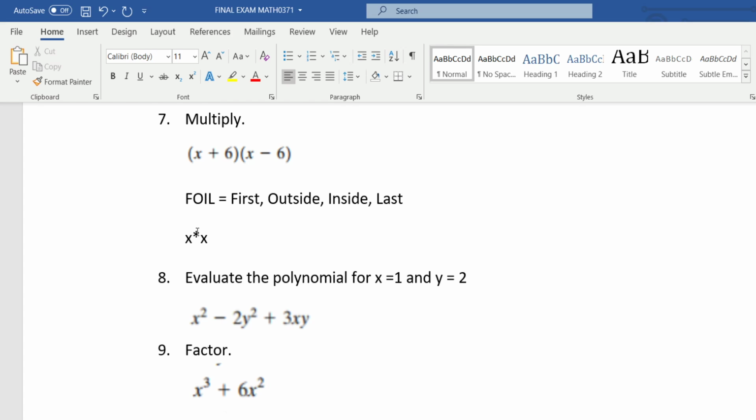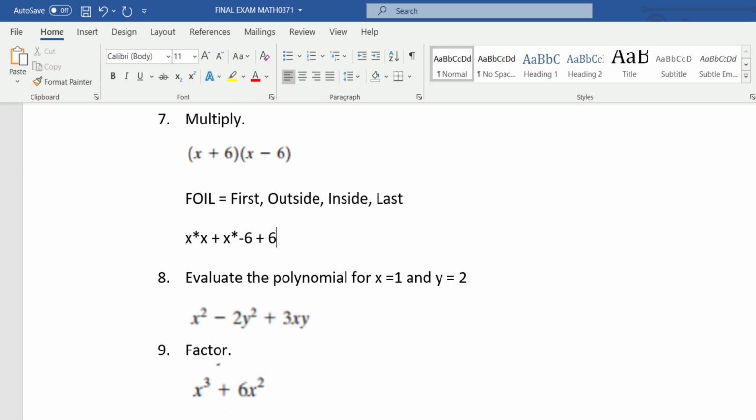The asterisk means multiplication. So x times x, and then we're going to do plus. Now outside. Outside refers to the most outer terms. So x is the outer one here, and minus 6 is the outer one here. So x times minus 6. Now we're going to do inside. The inside term here is 6. The inside term here is the x, because they're the most inner ones.